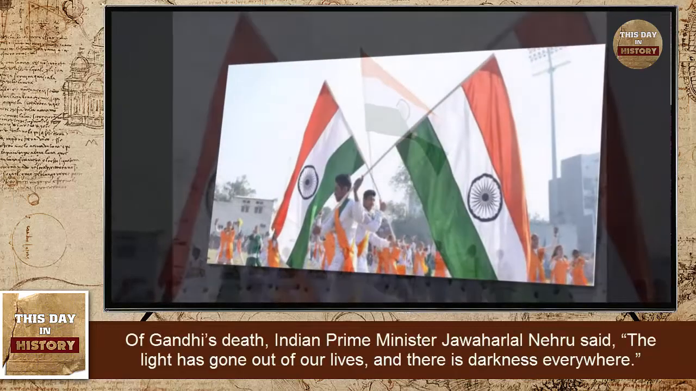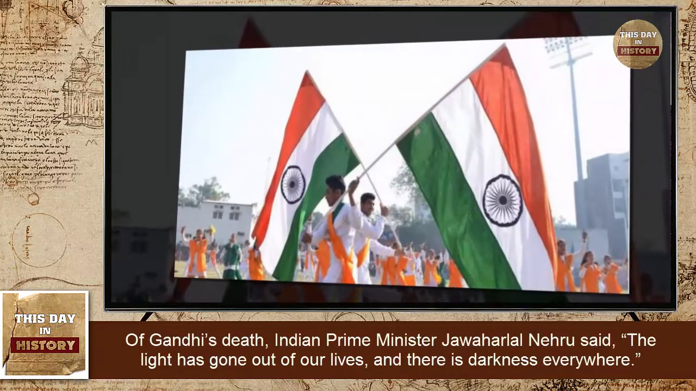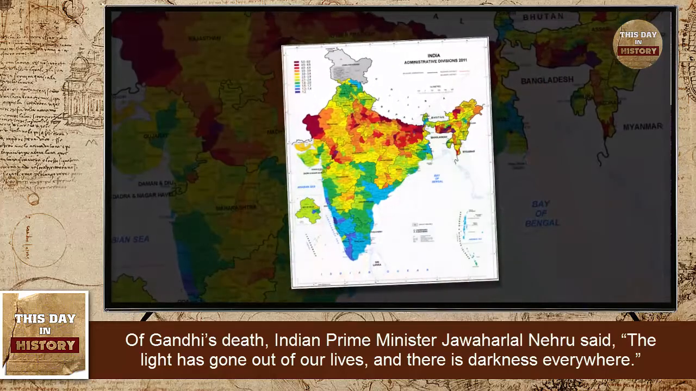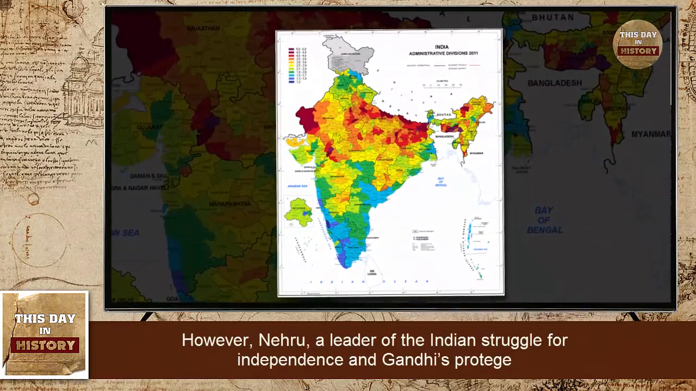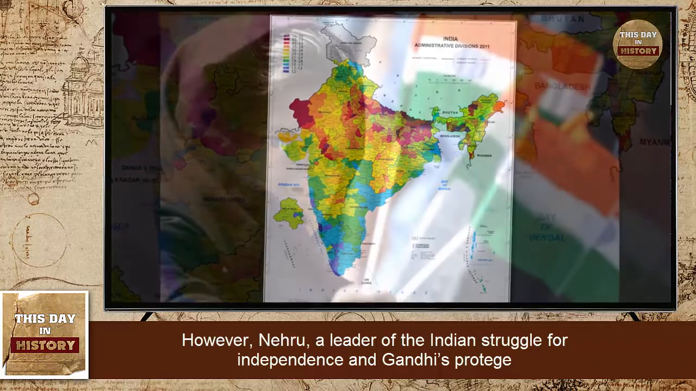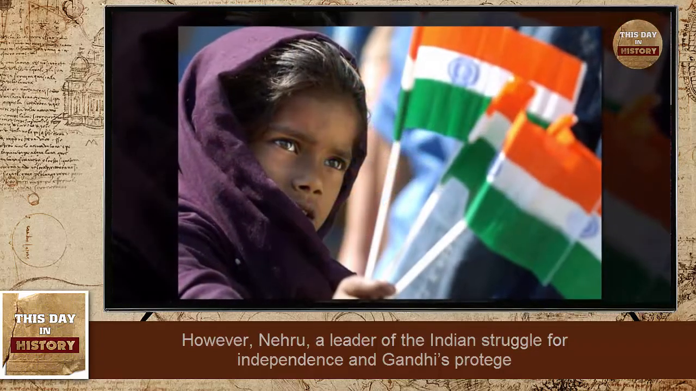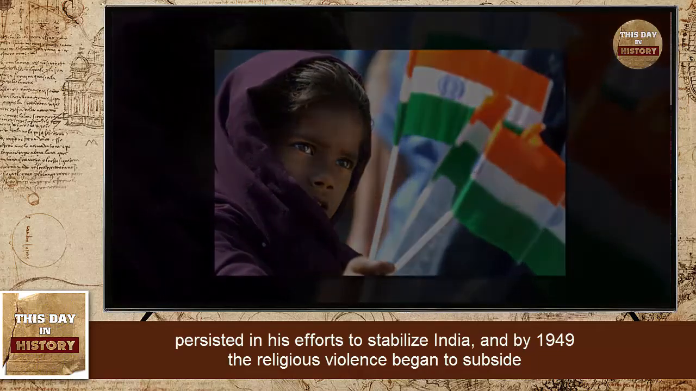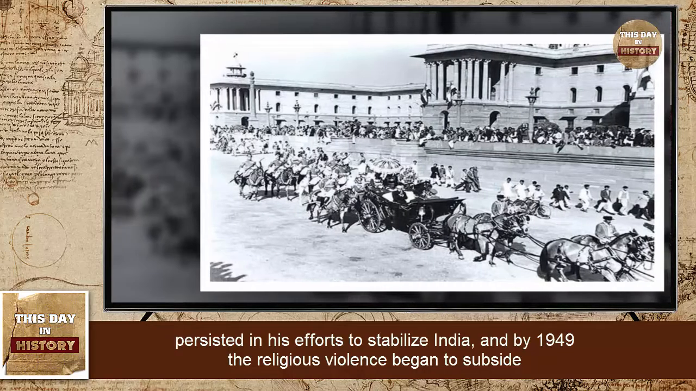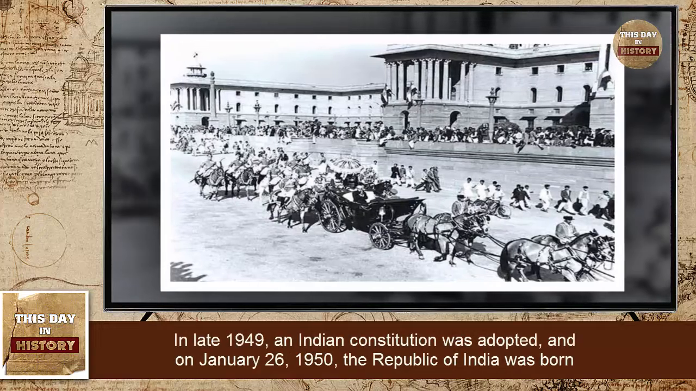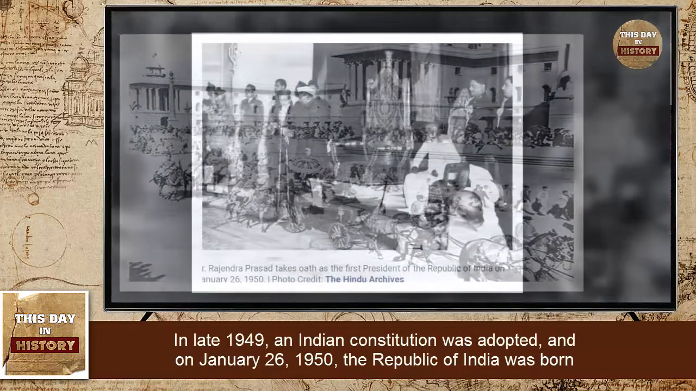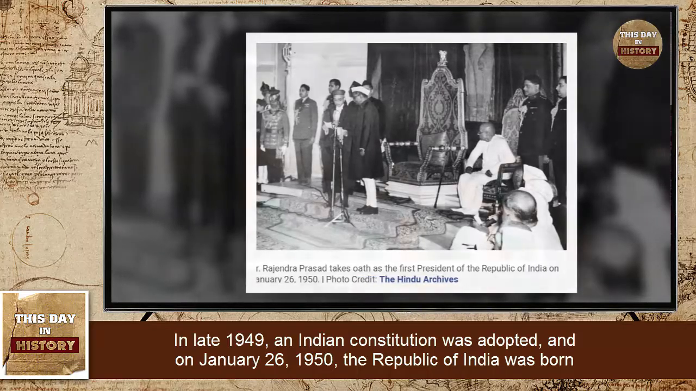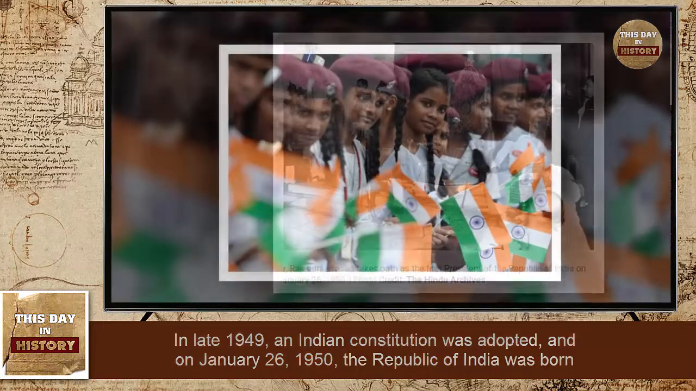Of Gandhi's death, Indian Prime Minister Jawaharlal Nehru said, "The light has gone out of our lives, and there is darkness everywhere." However, Nehru, a leader of the Indian struggle for independence and Gandhi's protégé, persisted in his efforts to stabilize India, and by 1949 the religious violence began to subside. In late 1949, an Indian constitution was adopted, and on January 26, 1950, the Republic of India was born.